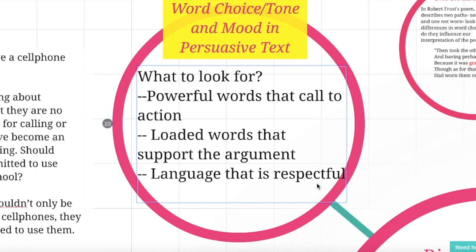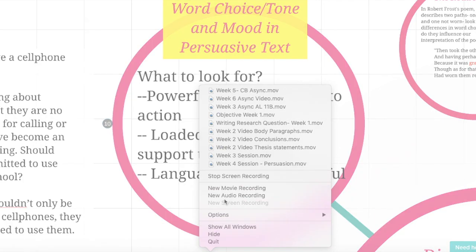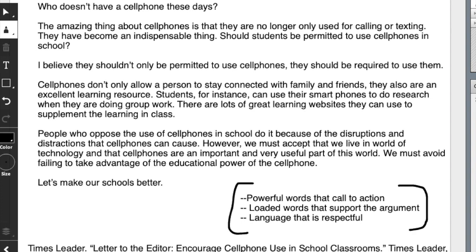All right, so I am going to switch up because I have something else I want to show you. So I'm going to switch to that, and then we will take a look at some persuasive writing from an op-ed, and talk about the loaded language and the powerful words in that section. So here we go. Let's take a look at this persuasive text. This is taken from the Times Leader, which is a letter to the editor on whether or not cell phones should be used in classrooms.